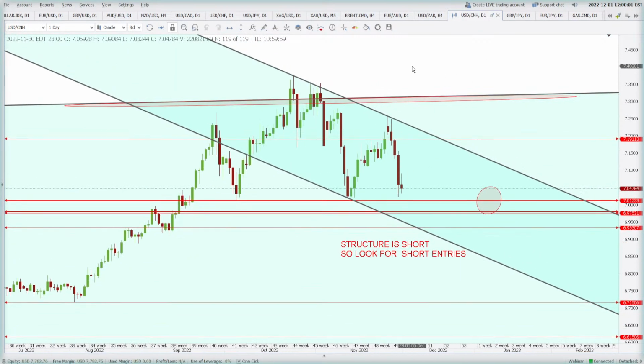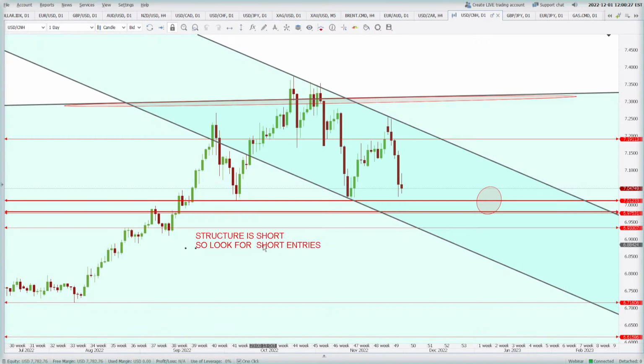Dollar is very weak against the Chinese yuan. Okay, it has also made a head and shoulder pattern. Now if you remember, like 4-5 days back, I asked you, you see there was a lower high, there was a higher high, and now the price was around here. I said there is a possibility that the price will make a lower high here around. Did you see that happen? So the structure is short, so look for short entries.